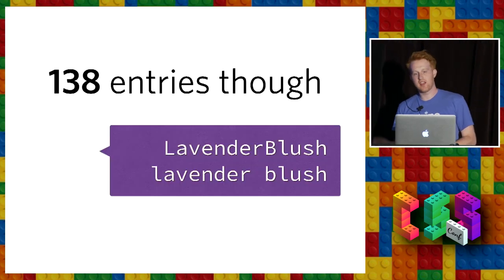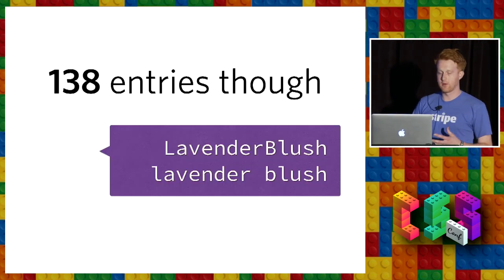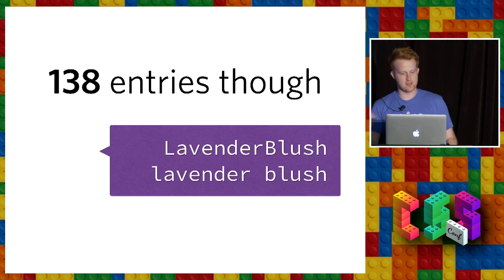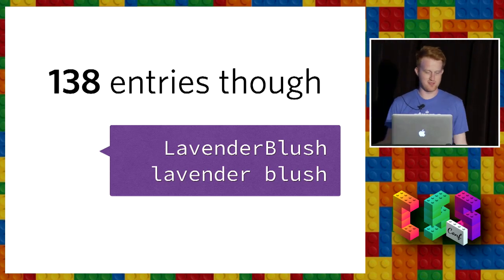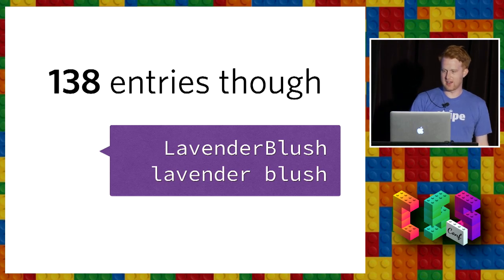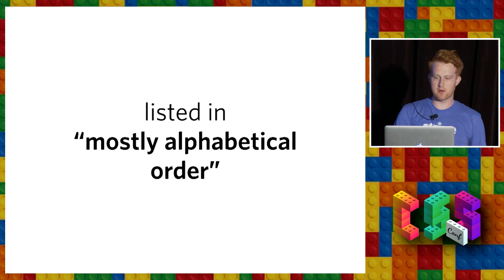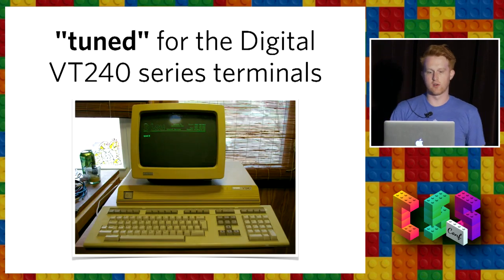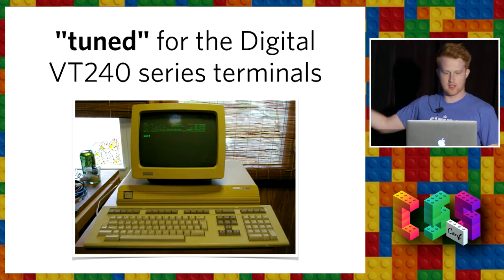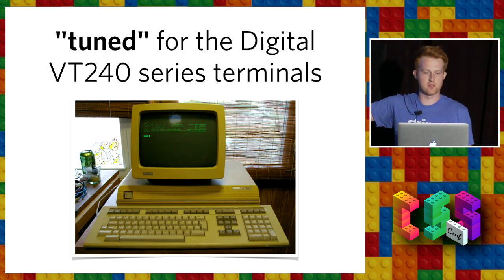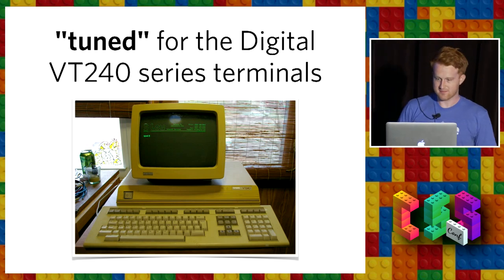There are 138 entries because, at the time, they did camel case and lowercase spaced, because of course you would. They were listed in mostly alphabetical order, and they were tuned for the DEC VT240 series terminals. That is one. It looks very green. That's because the color they were using there was green, and that was it.